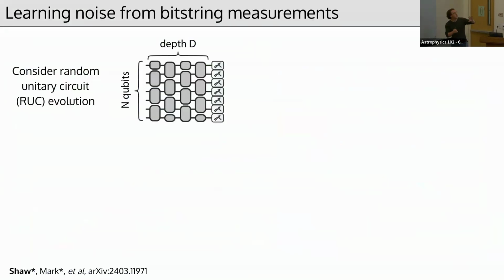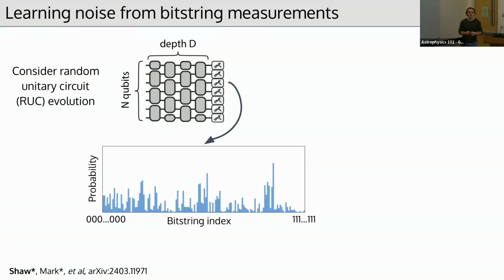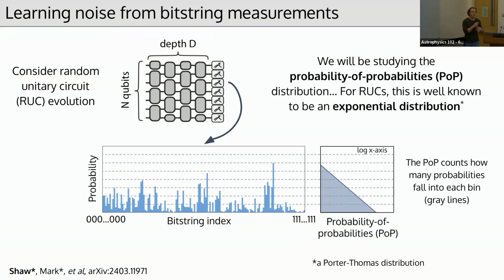To understand this, we're going to take a quick step back and consider a very simplified system, just random unitary circuits. As we talked about earlier, if we have some randomized dynamics, like a random unitary circuit, and then we measure it in some fixed basis, then the distribution that comes out will be some random speckle pattern. And then, as we talked about, the key fact of these random circuits or random ensembles in general is that if we look at the histogram of these probabilities, it follows this exponential probability of probabilities distribution.